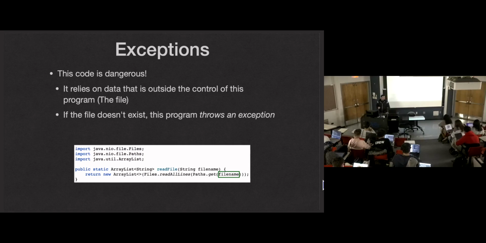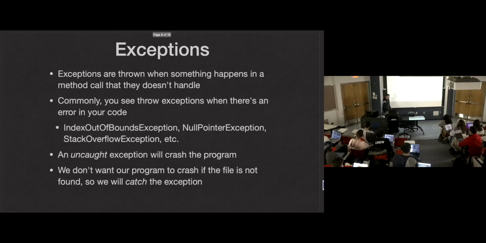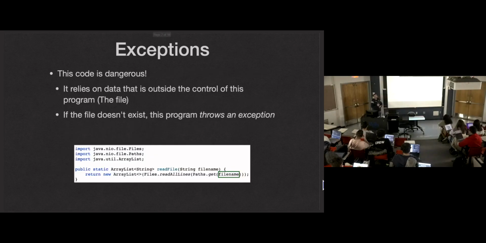And we cannot guarantee that that file exists. There's no way to do it. We're just going to have to write code that handles the situation of when this exception is thrown. I'll elaborate on that after the next slide, but I want to back up a little bit and talk about what throws an exception means.